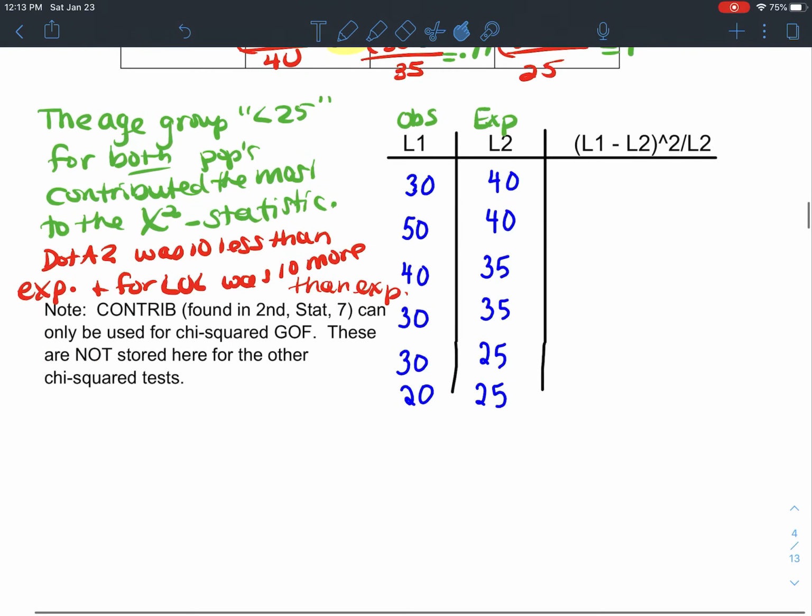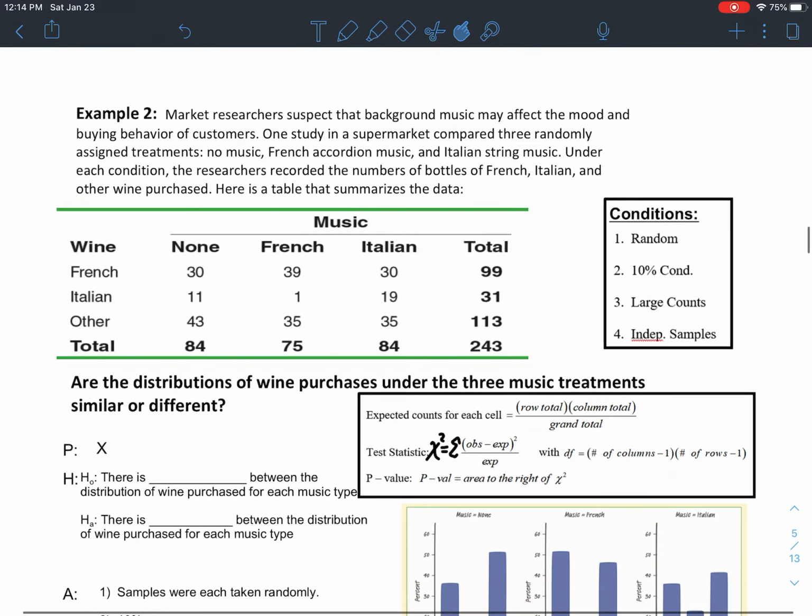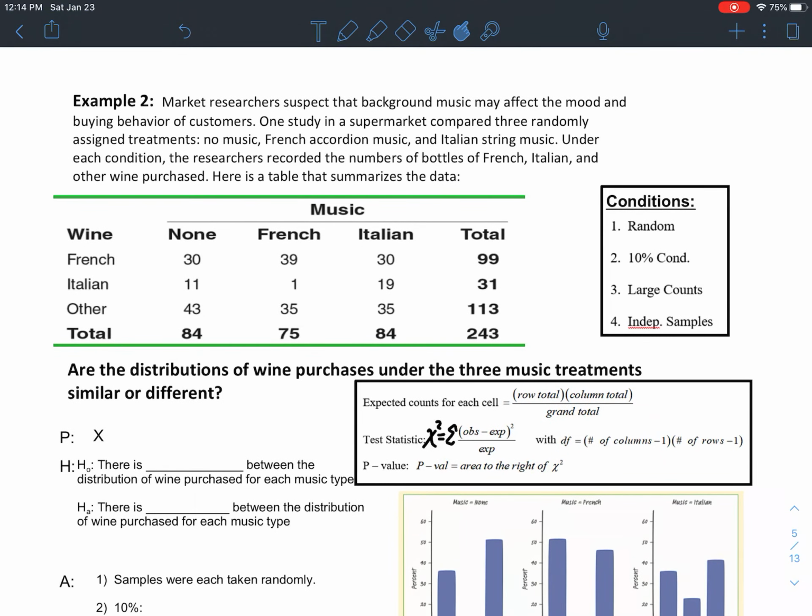Okay, something I just want to draw your attention to, and then we're just going to peek at one other quick problem very quickly here. Remember the contrib list? It's found in second stat 7. That always stored the values for what each cell was contributing. That only applies to the chi-square goodness of fit test. So that's why we had to do this part here by hand and look at what each of the contributions were. That is only stored in that contrib list when you're doing the chi-square goodness of fit test on the calculator.